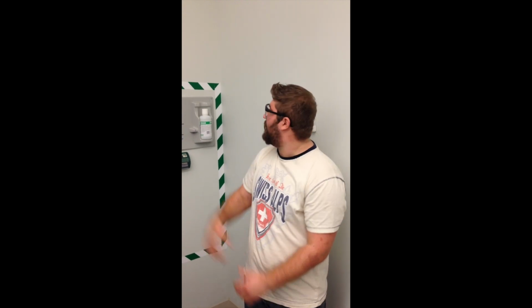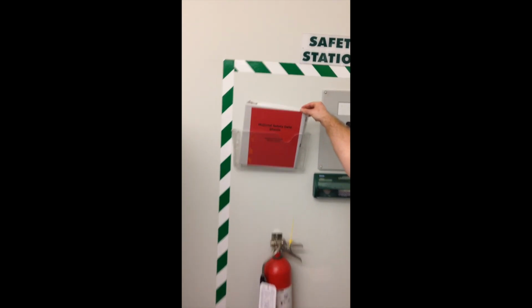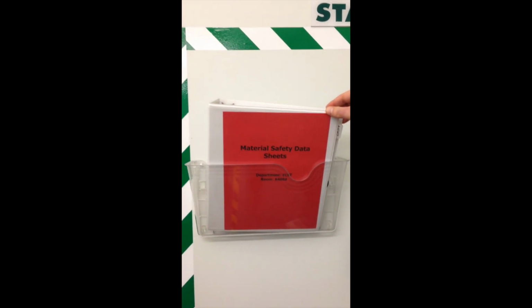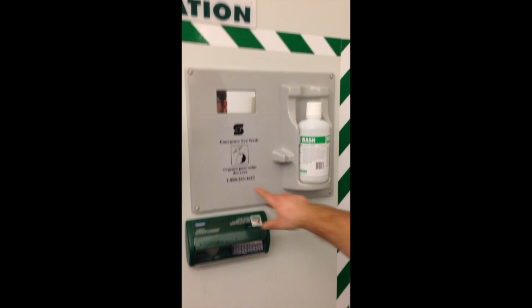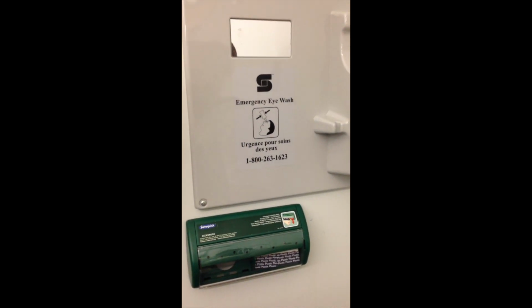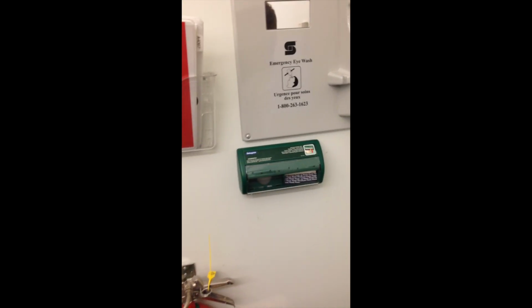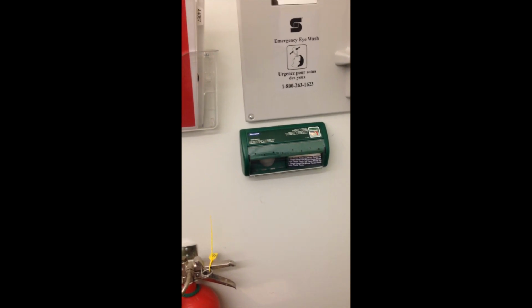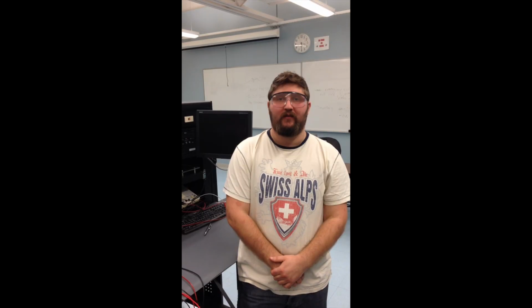Located in the back of the lab, we have the safety station. The safety station contains a material safety data sheet that contains all the information regarding the different dangerous materials that could be used in this laboratory. To the right, we have an emergency eye wash with a poison control number, 1-800-263-1623, in case an external contaminant gets into the eye. Under it, we have a carbon dioxide extinguisher. I'm currently in front of workstation number 11, where we will be conducting our lab.